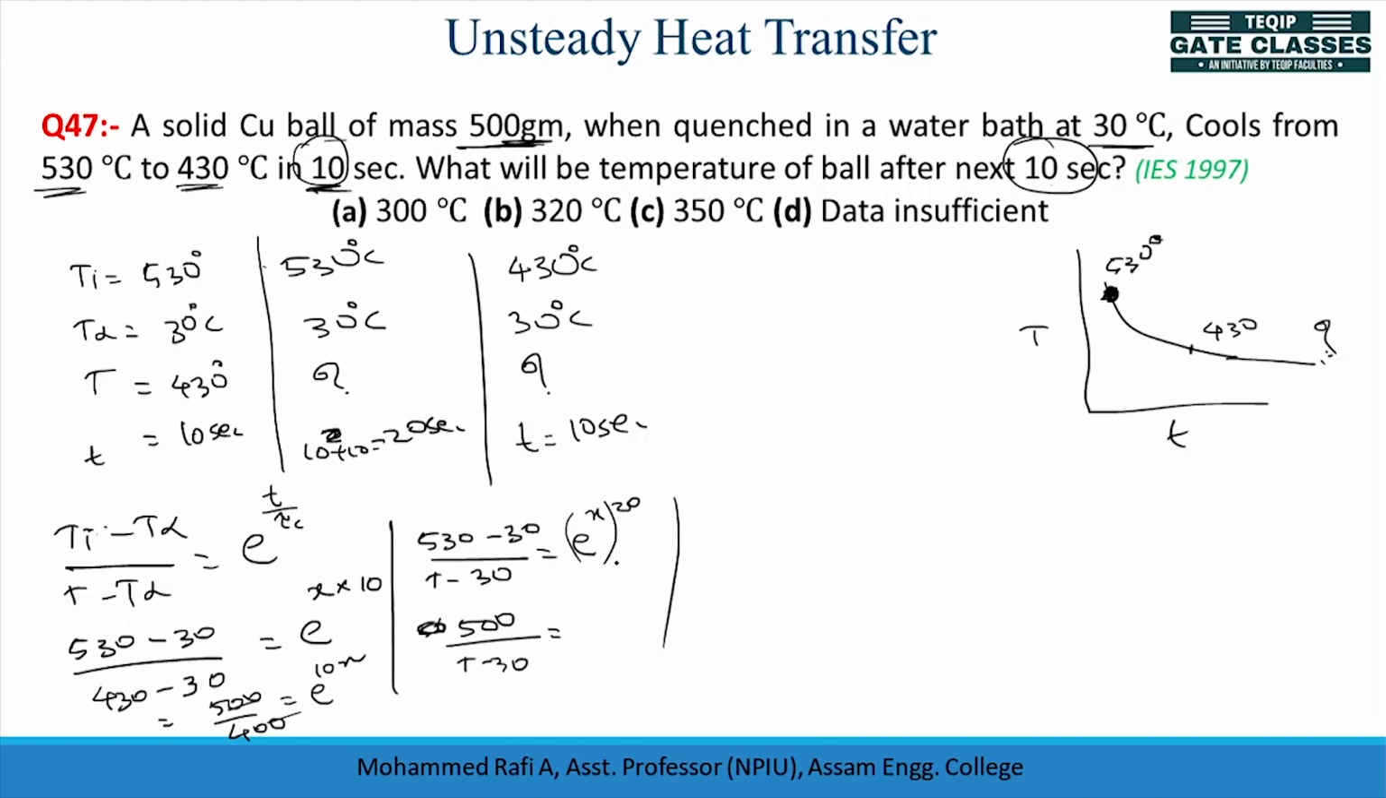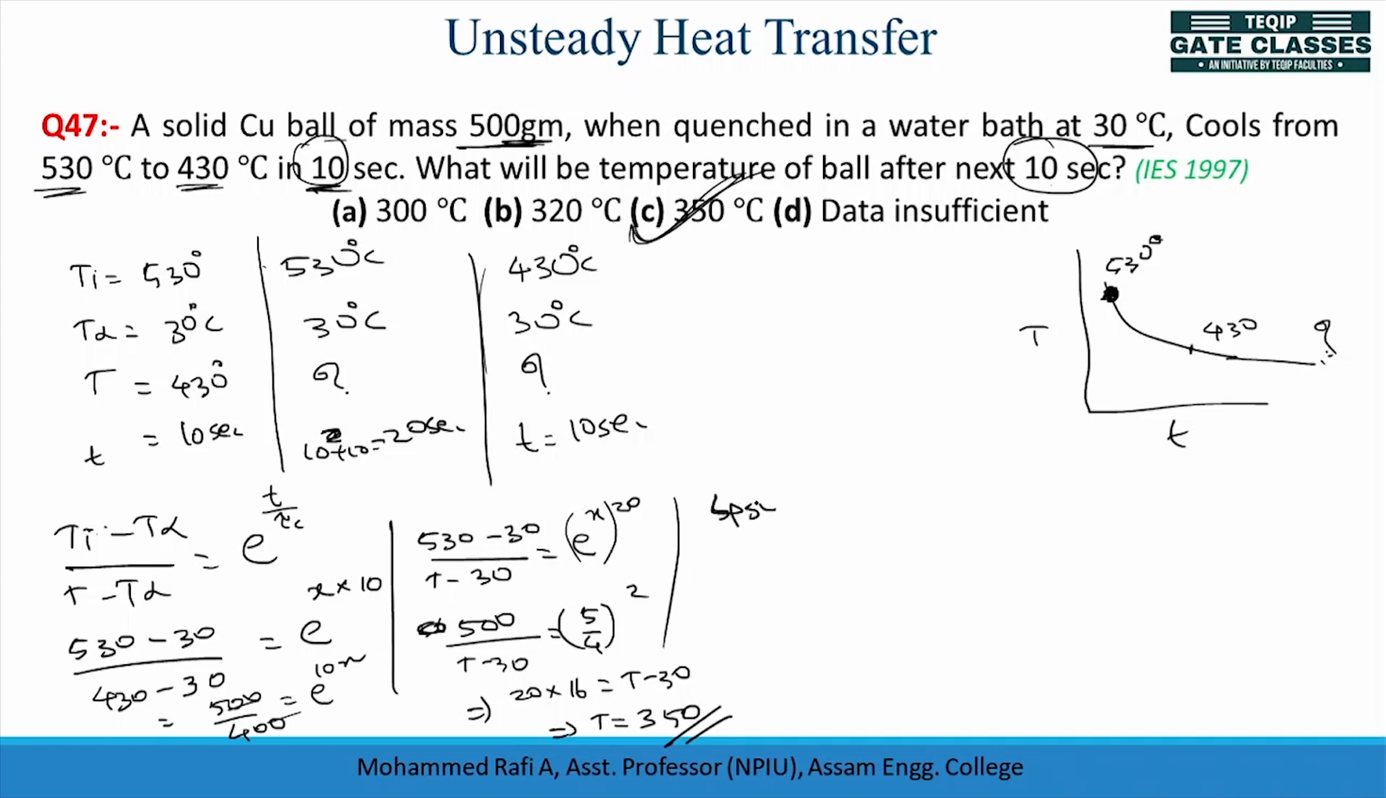So in this case, e to the power 20x will be what? 5 by 4 square, right? So if I am solving, it will come out to be 500 into 25, 25 into 16, equal to t minus 30, or I can say 20 into 16 is 3, t equal to 350. Yes, option number C.